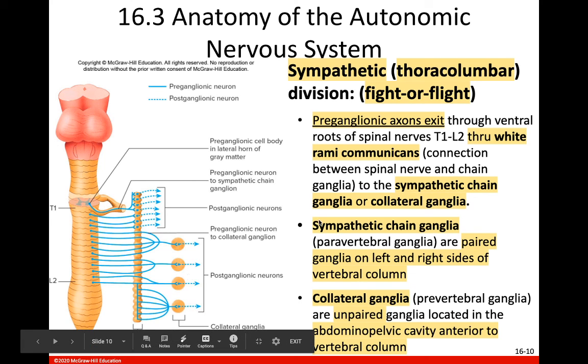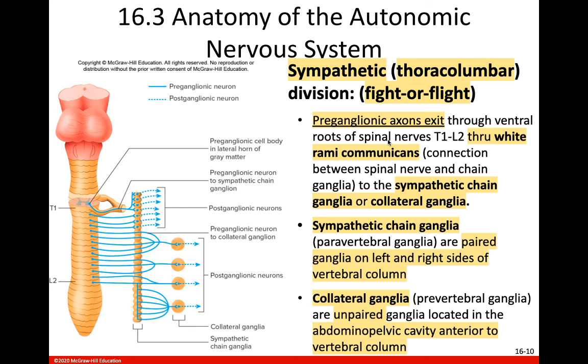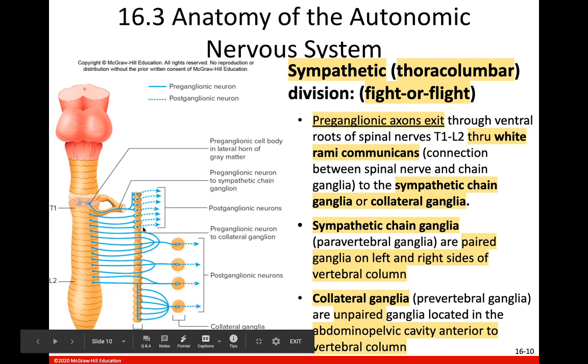All right, continuing on, the preganglionic neuron axons will exit through white rami communicans, and those are going to be between the spinal nerve and the chain ganglia. So here we have chain ganglia, and these are the white rami communicans. This is what they're running through right here. These preganglionic neurons will go to the sympathetic chain ganglia, which are what these are, kind of looking like a chain.